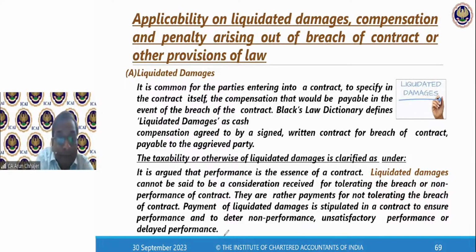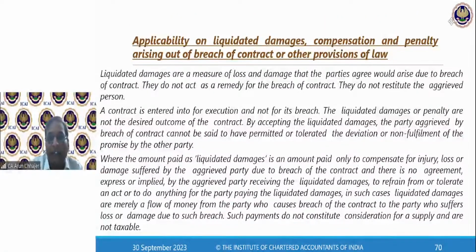Underline this: liquidated damage cannot be said to be consideration received for tolerating the non-performance of the contract. No one will tolerate the act of non-performance. So it cannot be said that he is tolerating because of that consideration. Liquidated damage is a mere measure of the loss or damage that the parties agree would arise due to the breach of the contract. They do not act as a remedy for the breach of the contract. They do not restitute the aggrieved person.